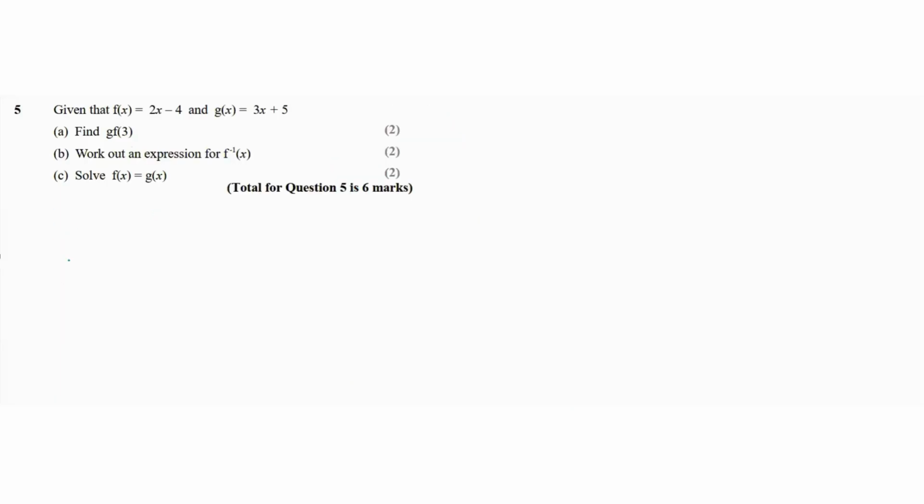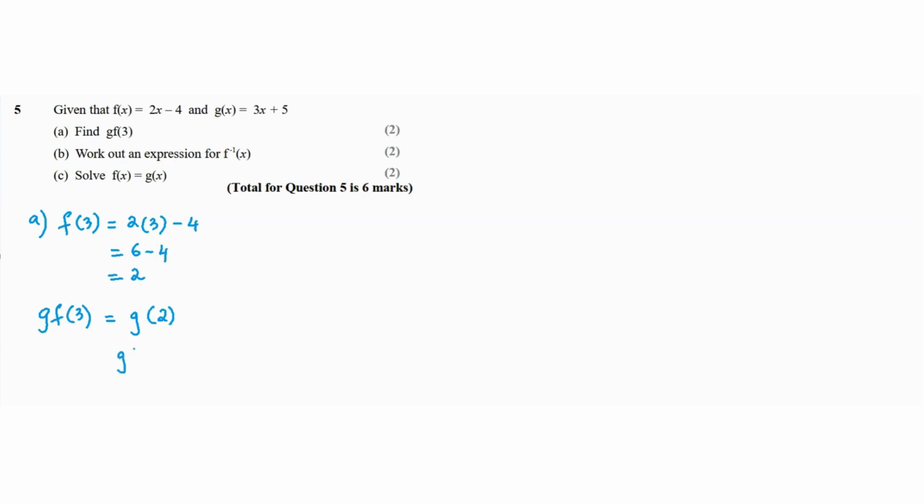The next question says that given that f of x equals 2x minus 4 and g of x is 3x plus 5, find g of f of 3. Now this is a composite function. First, I'm going to find the value of f of 3. So f of 3 is going to be 2 times 3 minus 4, which is 6 minus 4, and that's 2. So now we're going to substitute this value of f of 3 in g of x because they were asking to find g of f of 3, which is now basically g of 2. Why? Because f of 3 has the value of 2.